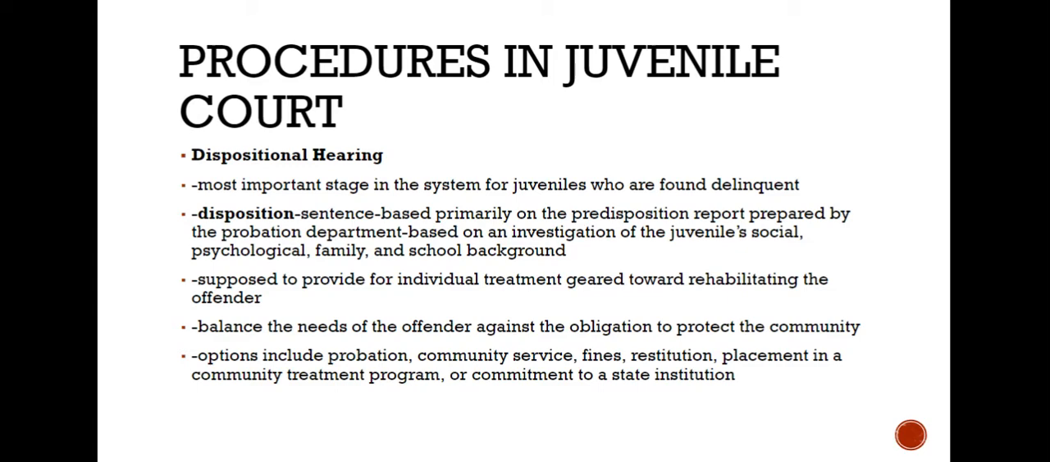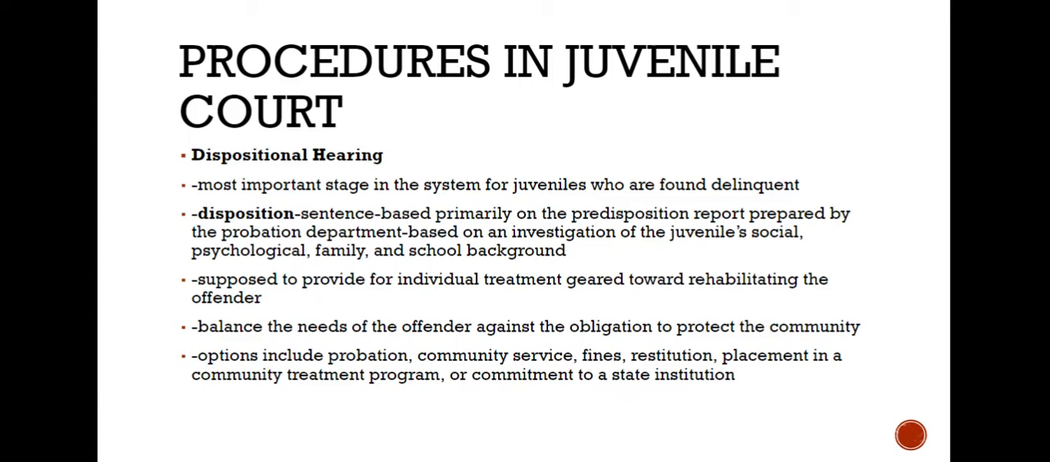Options include probation, community service, fines, and restitution payment for damages. We talked about that. Placement in a community treatment program, or commitment to a state institution. All right, so we have all these options in order to try to balance the needs of the offender against the obligation to protect the community.